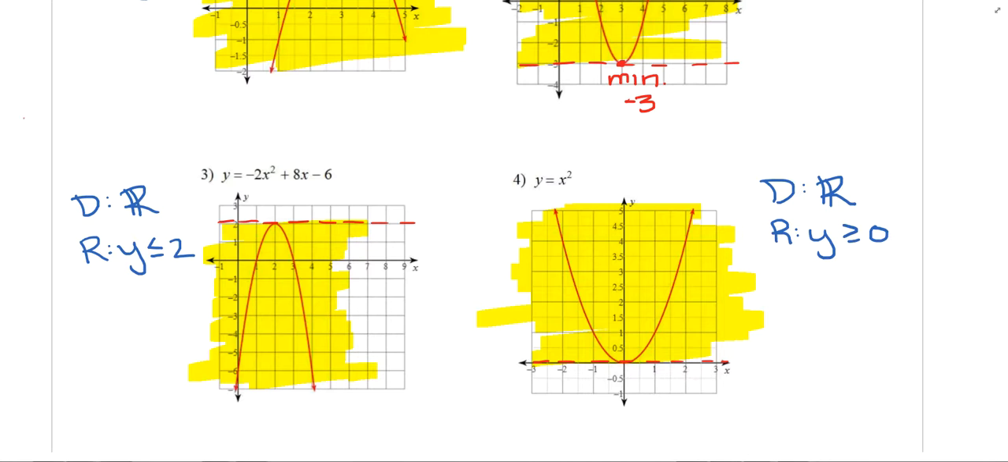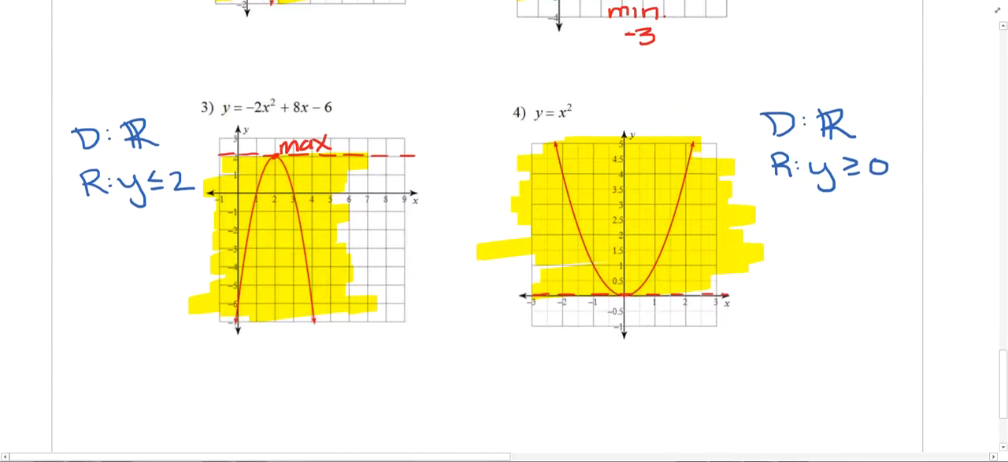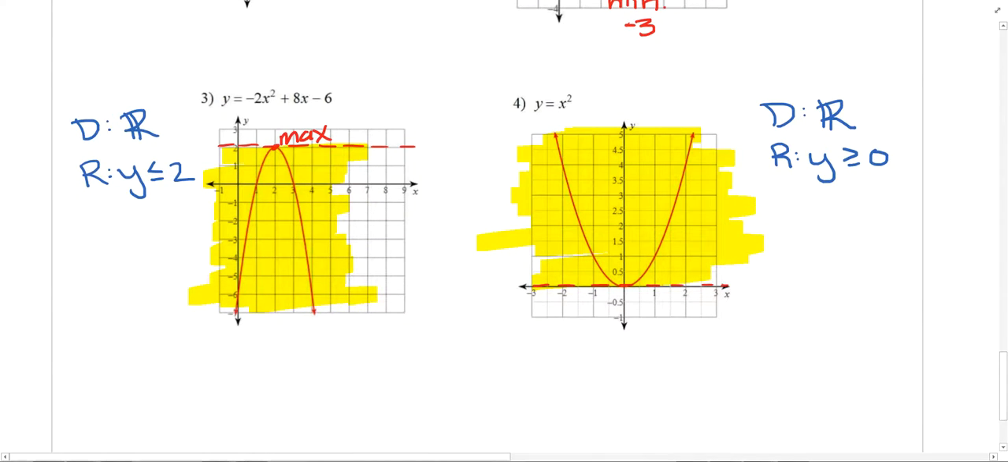Number 3, domain all real numbers. The range is starting at 2 and going down. So y is less than or equal to 2. Again, this is a maximum at 2. And number 4, we're starting kind of at the x-axis, but you've got to think of that as 0. So the range is going to be y is greater than or equal to 0. And again, your domain is all real numbers. And there we go.